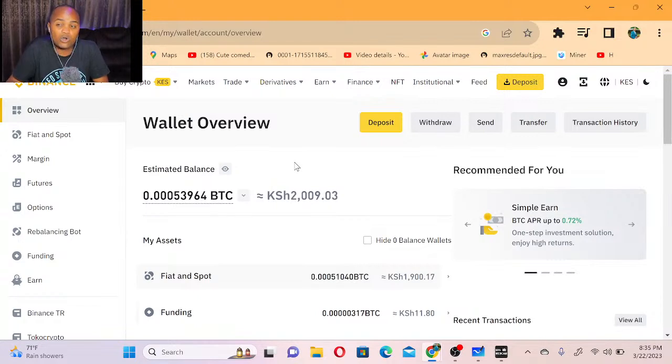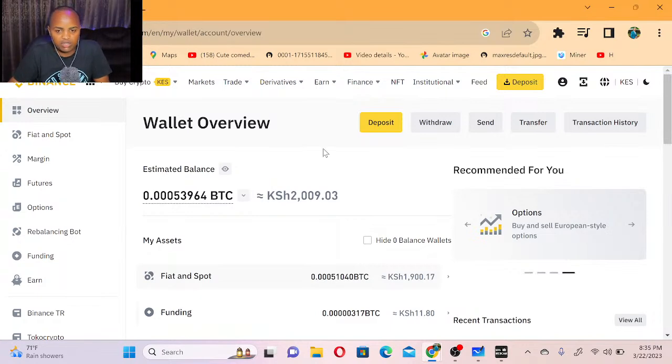So we have transferred my money from P2P, because I'm not going to trade on P2P. Now I want to trade crypto. Like, let's buy something like Bitcoin, the currency that so many people have. If you have any question, you can leave it in the comment section. I'll be replying to that.